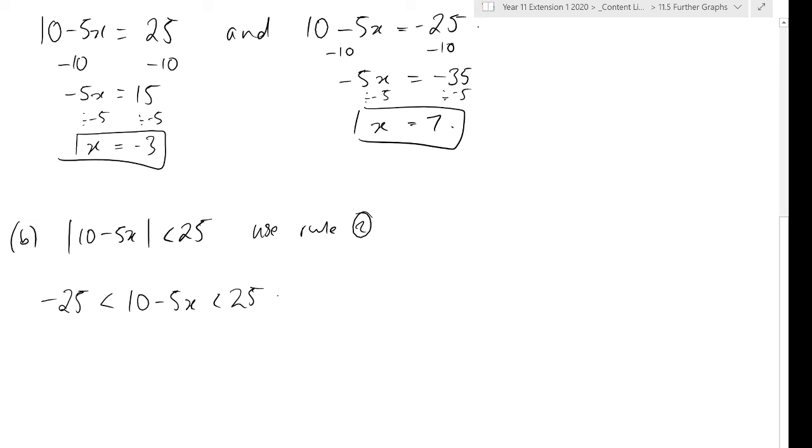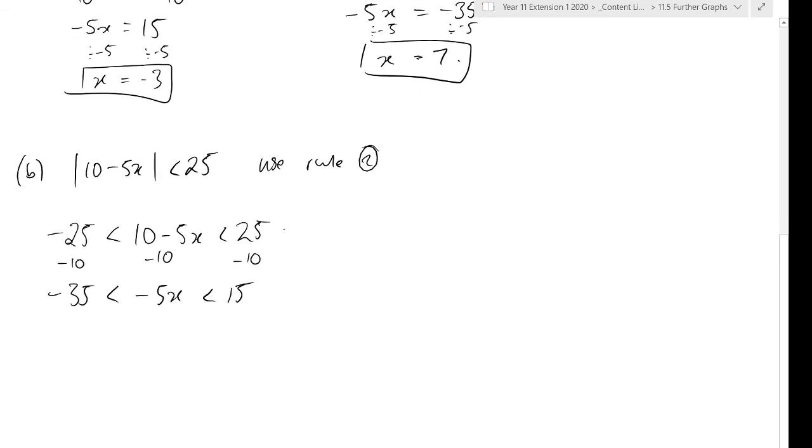So start off with minus 10. Sorry, I just got a notification on my Google Classroom. Minus 10, minus 10, minus 10. So it leaves us with minus 35 is less than negative 5x, which is less than, not 25, that should be 15, okay?